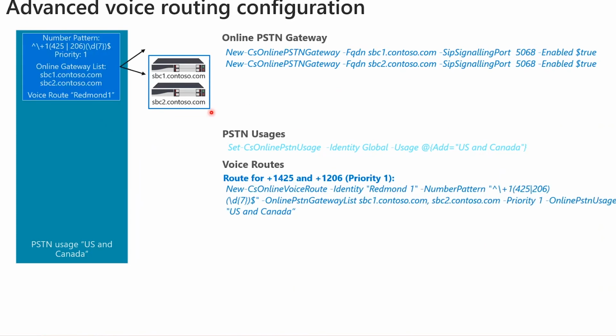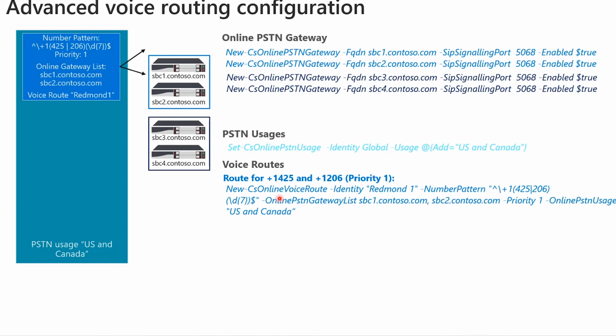I create a voice route to these gateways. And the voice route will be handling +1425 and +1206 numbers. These are local numbers in the Redmond, Seattle area. So when a user types +1425 or +1206 and any 7 digits afterwards, it will be sent to one of these two gateways, SBC1 or SBC2, with priority 1. So when a voice routing decision is being made, we start with these two gateways and assign it to the online PSTN usage US and Canada.